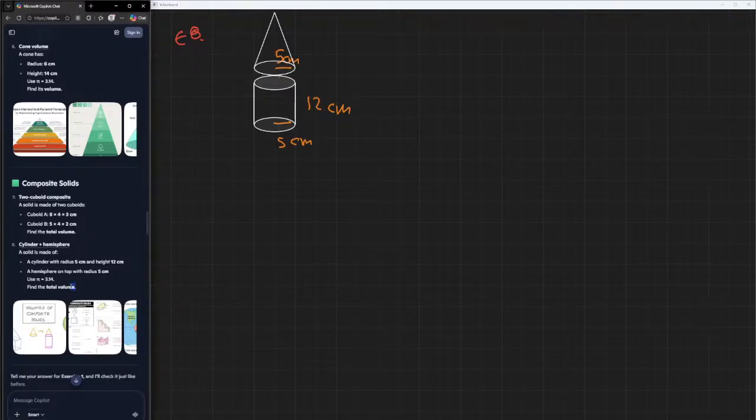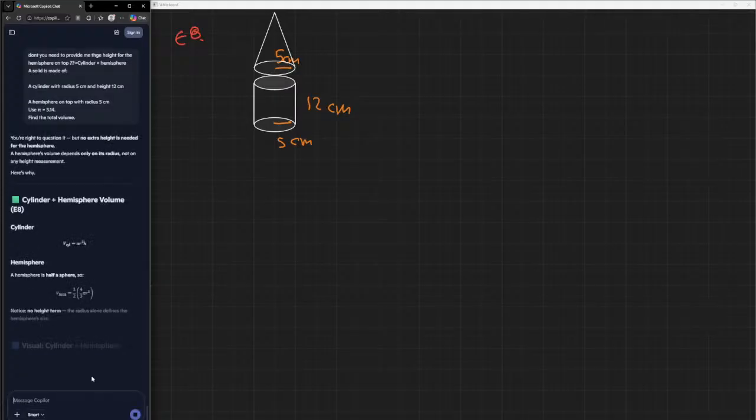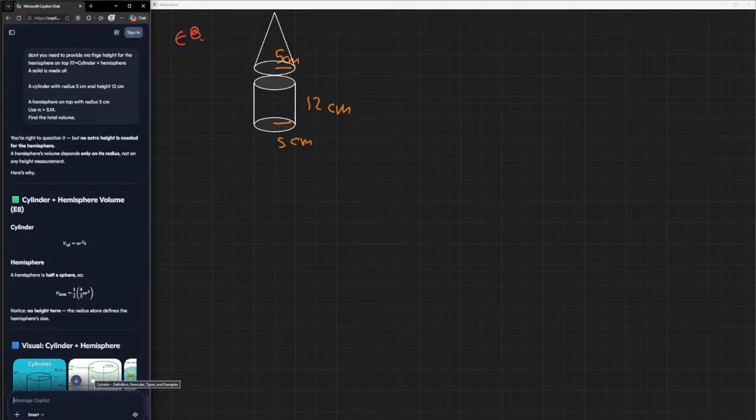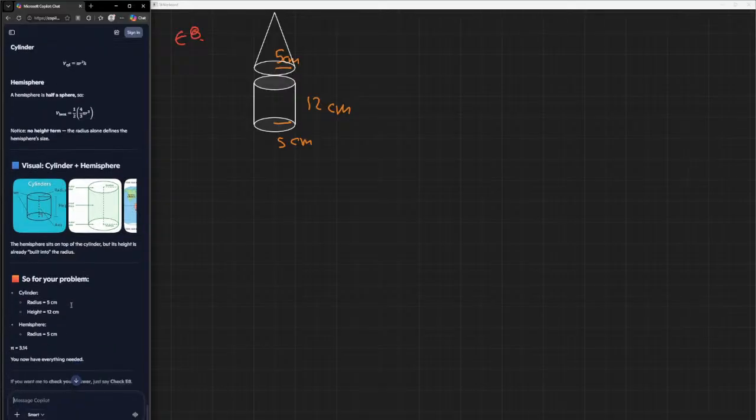And a hemisphere with radius 5. Okay, question: don't you need to provide me the height for the hemisphere on top? Yeah, I don't get this one. Oh man.